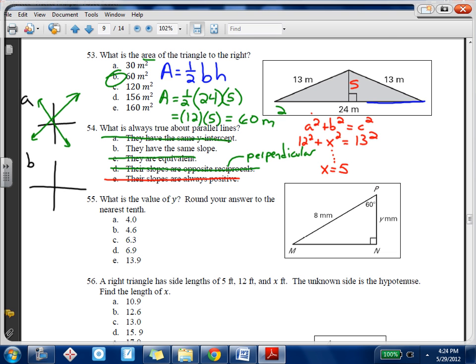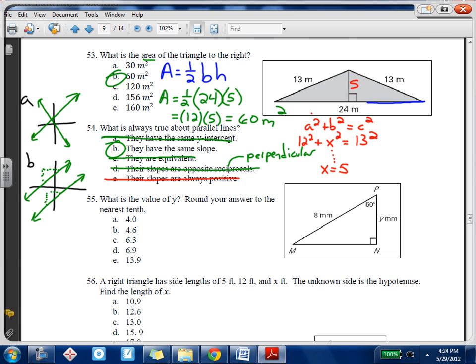The last one is the same slope. This one goes up at a constant rate, goes up and over. The one that's parallel to it is going to go up and over the same amount. So they have exactly the same slope, the letter B.